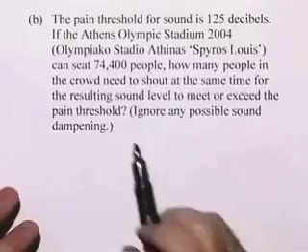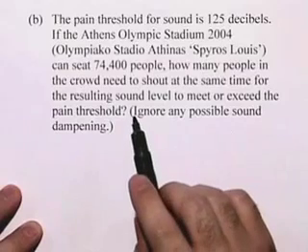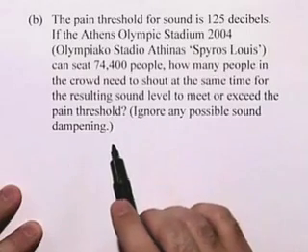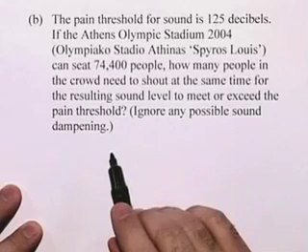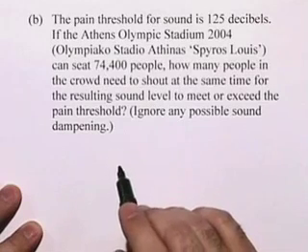In part B, we're going to determine the number of people that are required to reach a certain decibel level. The pain threshold for sound is 125 decibels. If the Athens Olympic Stadium 2004 can seat 74,400 people, how many people in the crowd need to shout at the same time for the resulting sound level to meet or exceed the pain threshold?